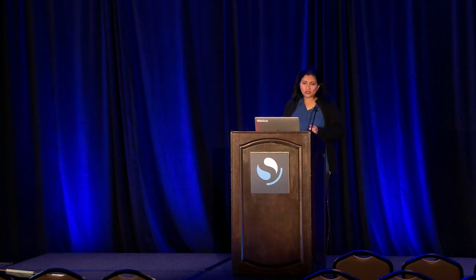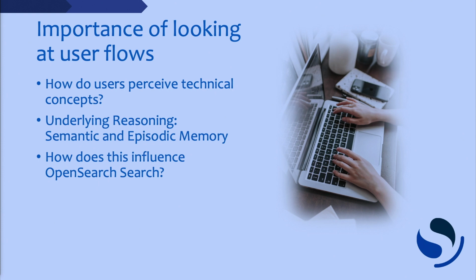So one more justification for looking at user flows is to understand how users perceive technical concepts. I'm actually going to cover a little bit of episodic and semantic memory just to make that case for why there is a difference when you look at a conceptual problem versus going through the actual journey. I promise that is the only technically theoretical slide that I have put in here. But I think it makes a point really strongly for looking at solutions through these different perspectives, and then how to influence our OpenSearch search users.